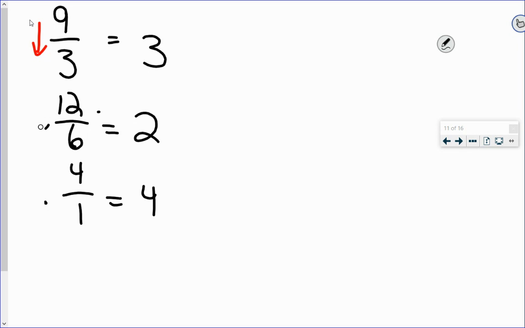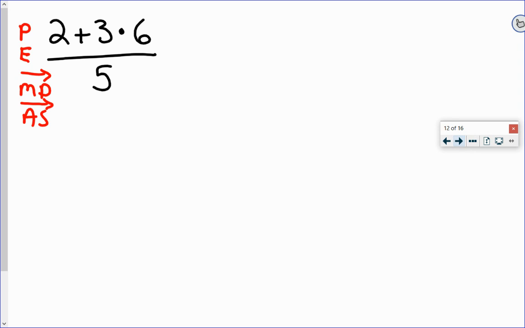Okay, so the reason I showed you that is that when we do order of operations fraction style, you're going to have to get one number on top and one number on the bottom, and then you're going to have to divide those two answers. It'll make more sense when I show it to you. So here's the first example. Notice that on the top, we have 2 plus 3 times 6, and on the bottom, we have 5.